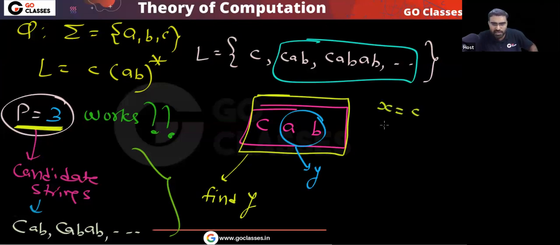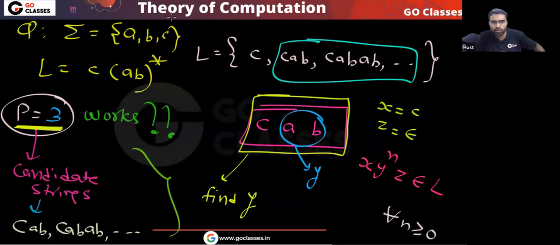X will be left of y. What is z? Z is right of y. That is the empty string. So can I say x, y power n, whatever power you do, z will belong to L? Whatever power I put. If I put 0 power, what will be the resulting string? The resulting string will be C, and you can notice C belongs to L.